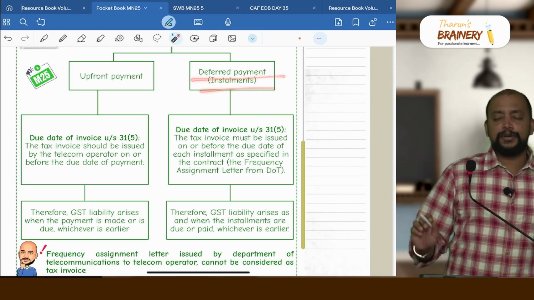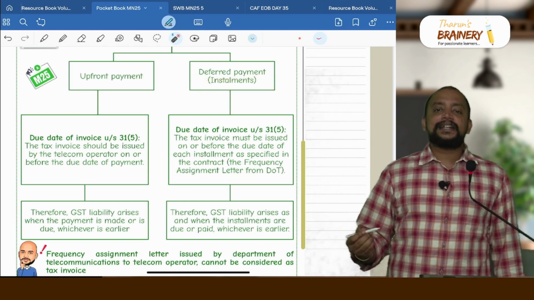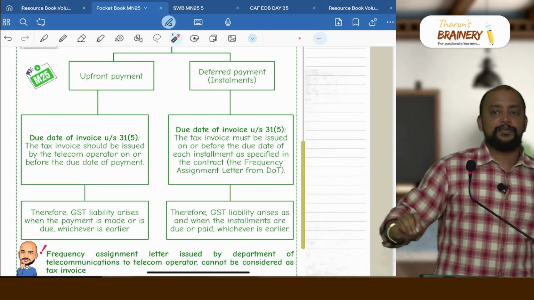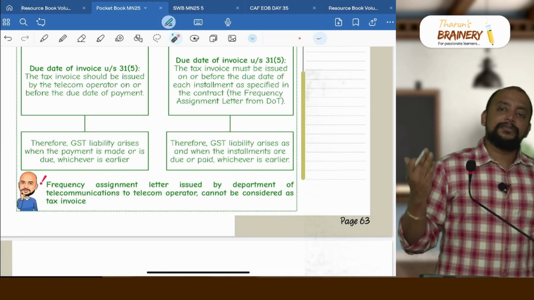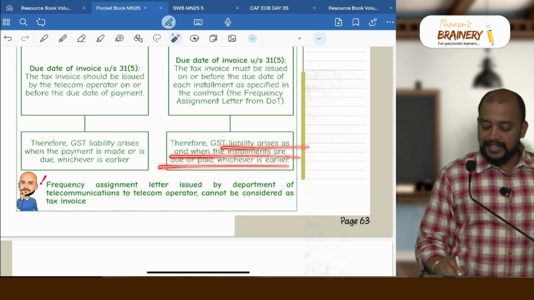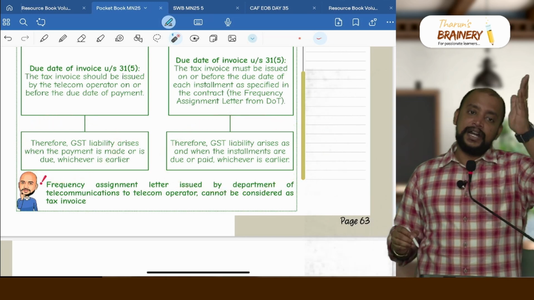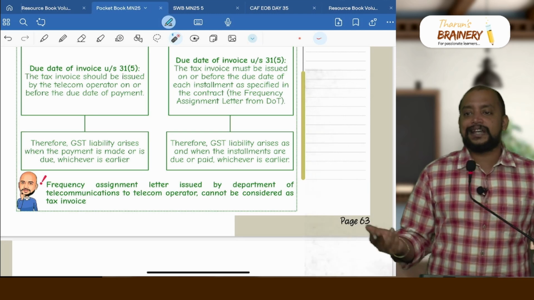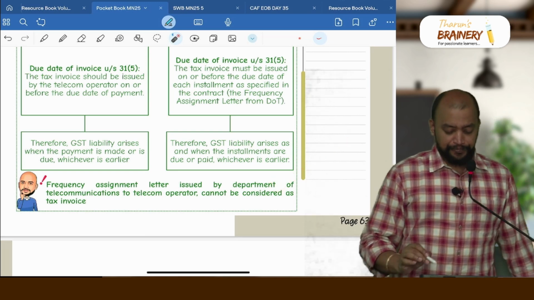In case of deferred installments also the same logic applies. For installments they will give an assignment letter. In that assignment letter they will specify by which date what installment is payable, that is the due date of installment. Now we need to see whether we are paying by that time or not. If you are paying by that time, it is that date or paid date, whichever is earlier. So GST liability arises as and when the installments are due or paid, whichever is earlier. In both cases it is the same. First case it is upfront payment, second case it is installment. Installment means for every installment we need to determine the time of supply separately.